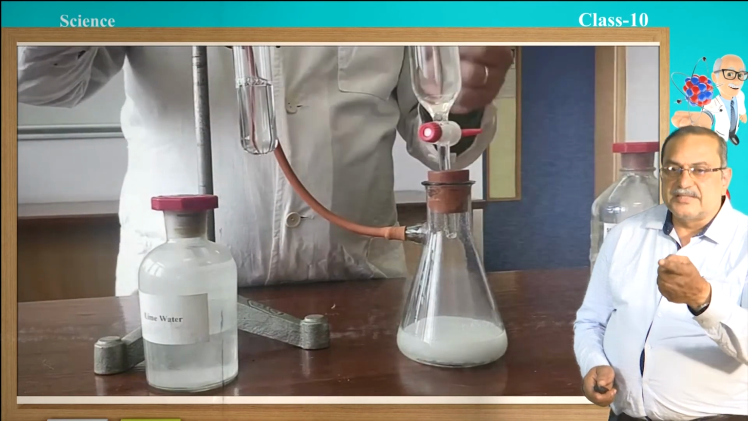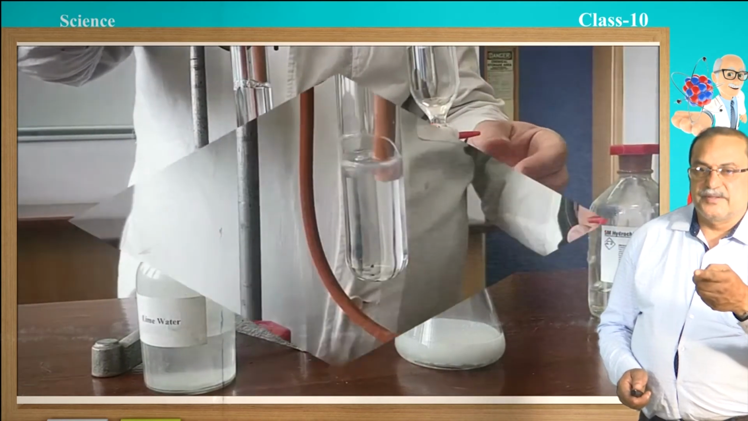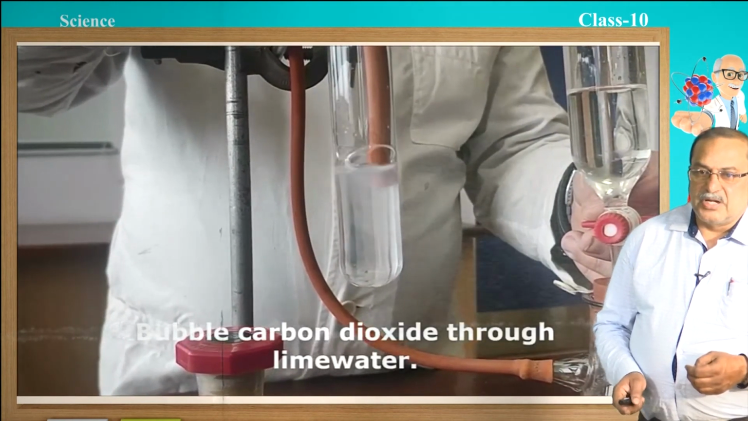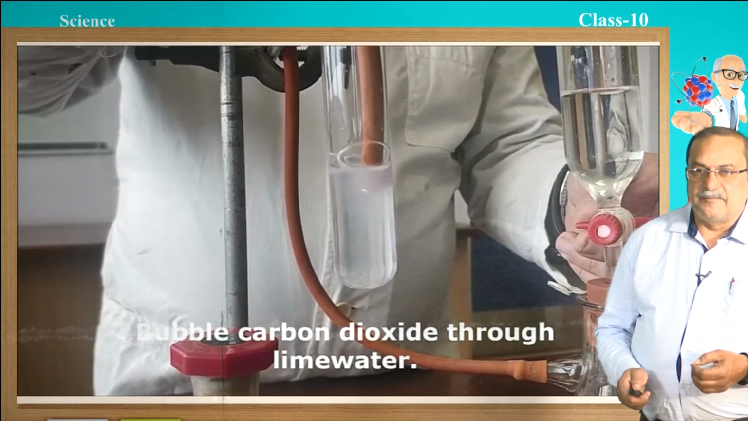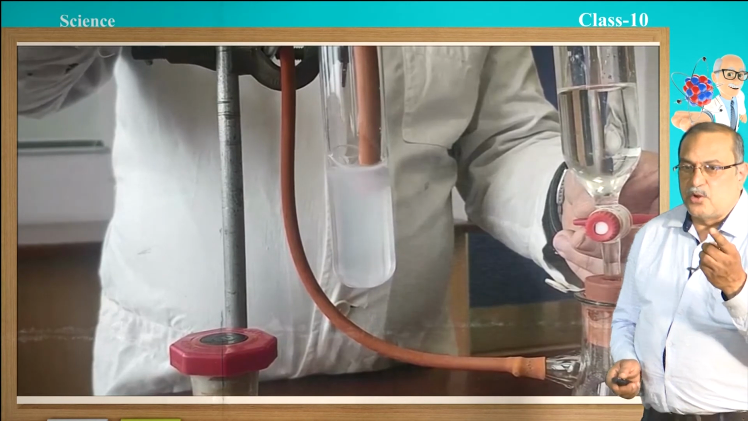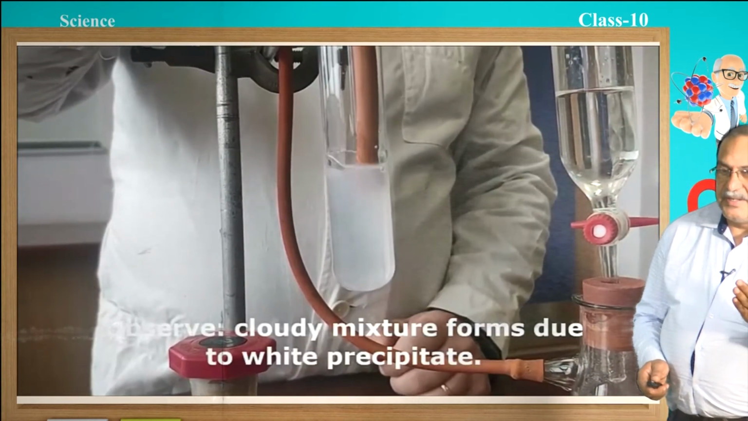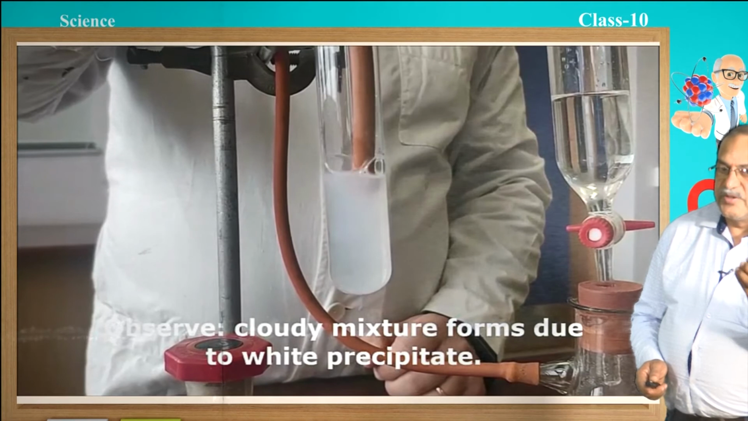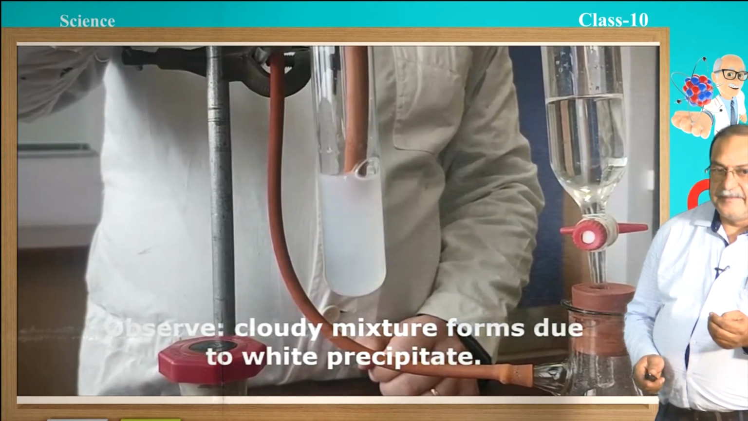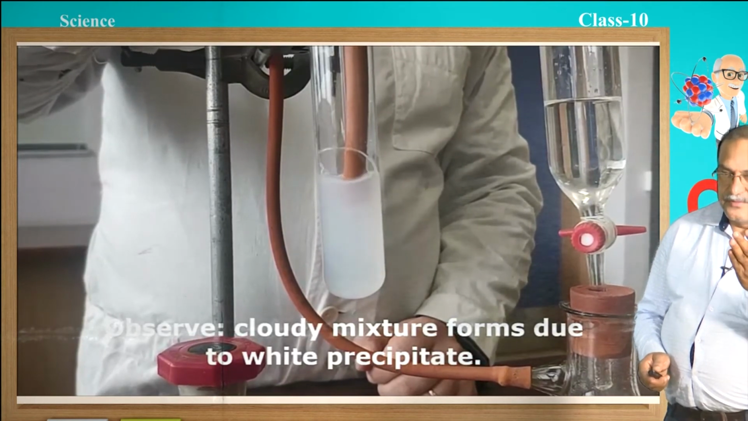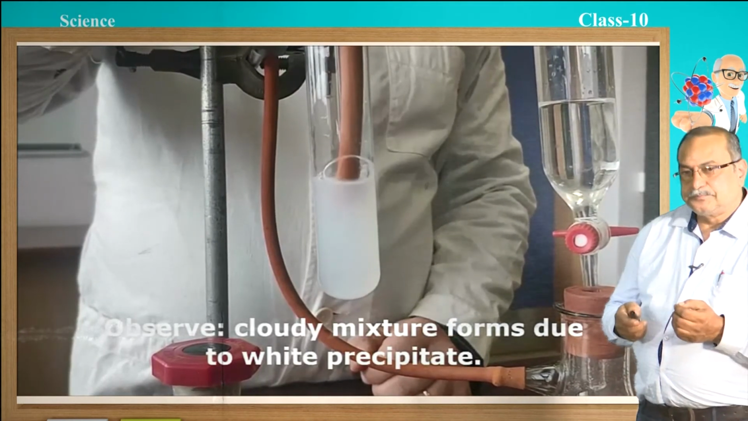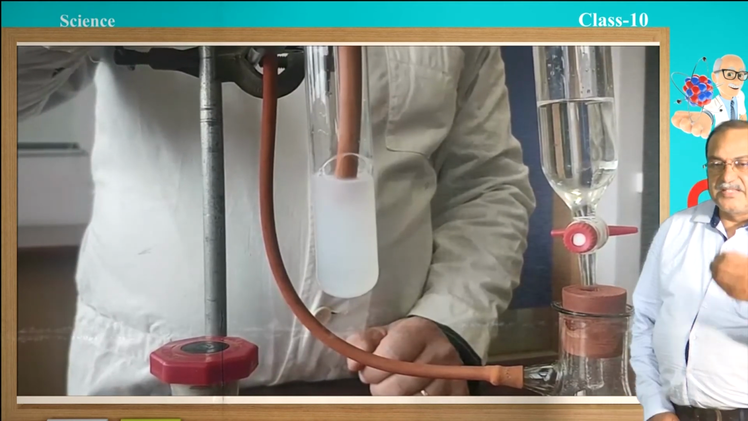Now we are passing the carbon dioxide which is produced here into the test tube. See how it is forming. So, carbon dioxide is passed into the lime water. See the change in color, the cloudy mixture that you are observing. That is nothing but an insoluble compound which is formed, called a white precipitate. You observe the cloudy mixture forms due to the white precipitate. Observe gradually what is happening.